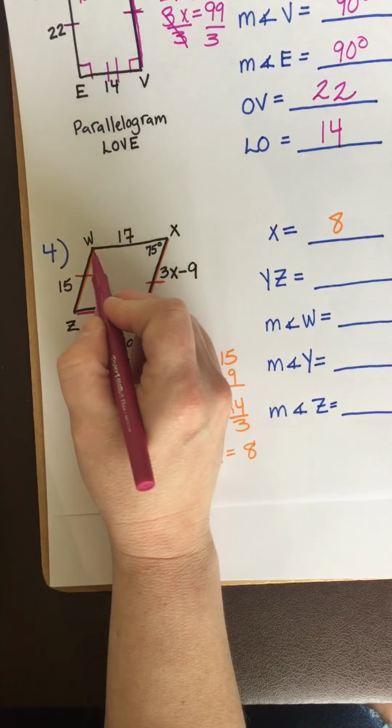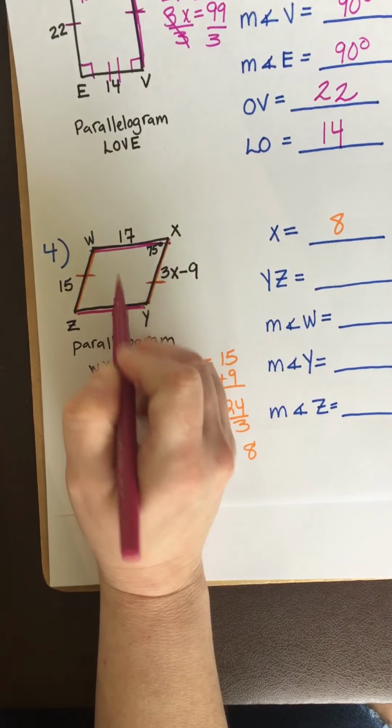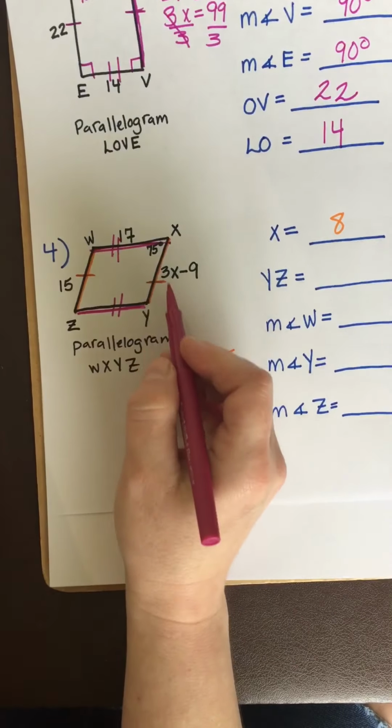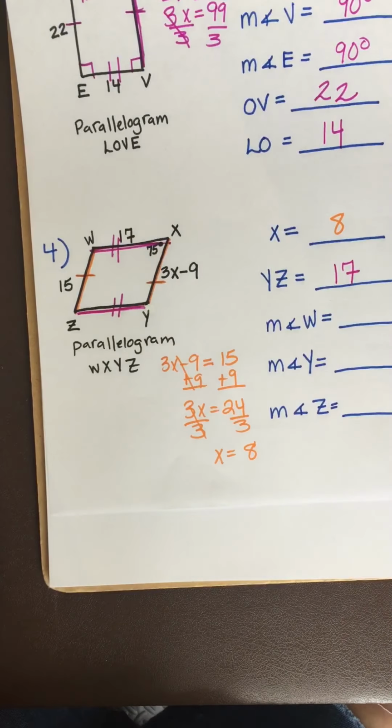All right, the next thing it asks me for is the length of ZY or YZ. Well, this side is opposite WX, and I know opposite sides of a parallelogram are congruent, so YZ must also be 17.